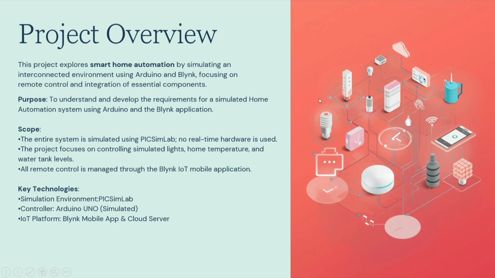In this project, I explored smart home automation by simulating and interconnecting the environment using Arduino and the Blynk app for remote controlling integrated essential components. The main purpose is to control things virtually from the application. We used simulation with PicsimLab in real time. This project controls simulated lights, home temperature, and a water tank level indicator. All of this is remotely managed by the Blynk IoT mobile application.